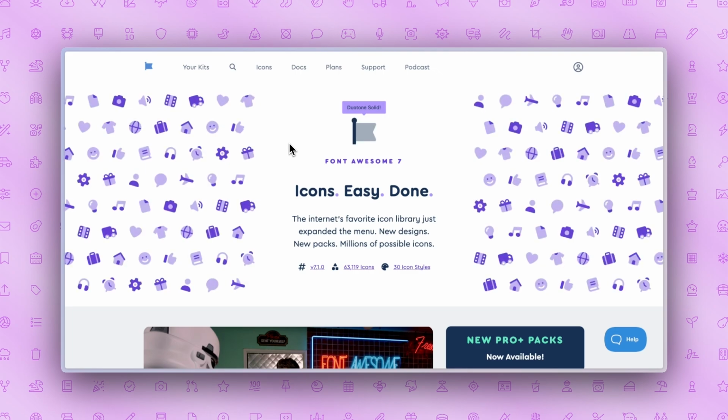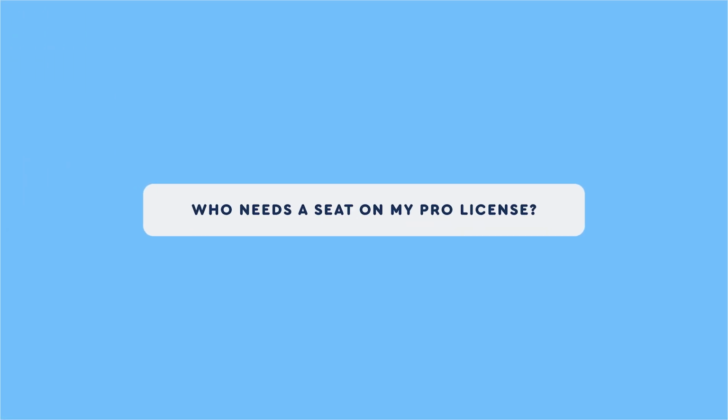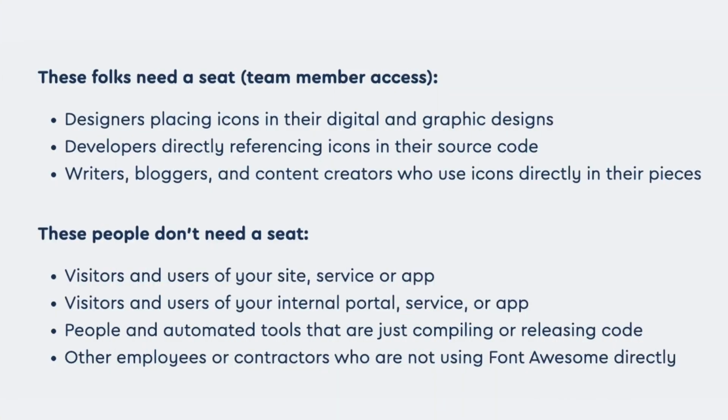Here's some common questions when it comes to seats. Who needs a seat on my Pro license? Anyone who's creating things with Pro or Pro Plus icons requires a seat. Some examples include designers placing icons in their digital and graphic designs, developers directly referencing icons in their source code, writers, bloggers, and content creators who use icons directly in their pieces.